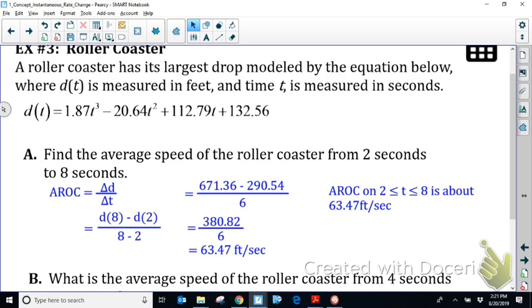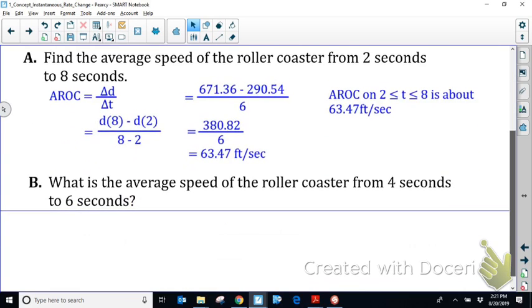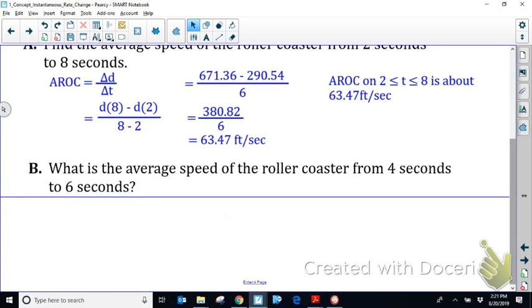Now, keep in mind, these numbers may be rounded when you write them on your paper, but for any calculations that you do with these, you don't do any calculations with rounded numbers. You save them in your calculator somewhere so that way you can continue using them. Taking the difference of the numerator, we get about 380.8 in the numerator divided by 6, and we say the average rate of change along the 2 to 8 second time interval is about 63.47 feet per second.